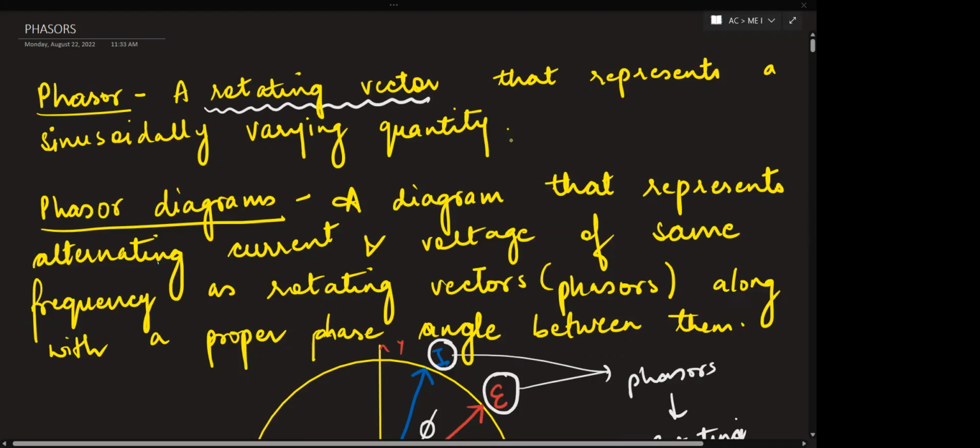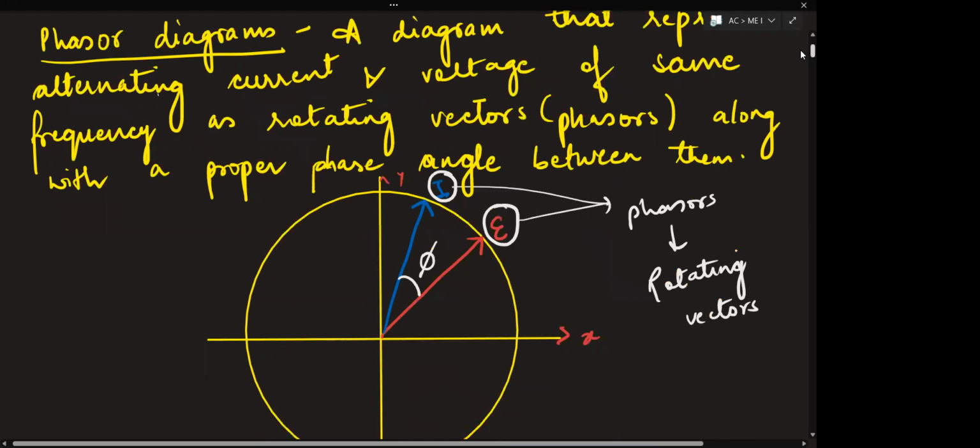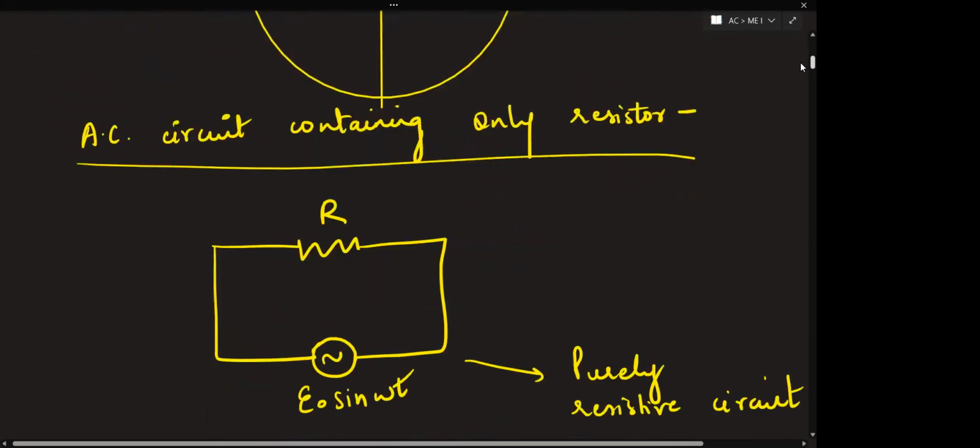Okay, so in the last class we had stopped at AC circuits containing only inductors. Phasors we had seen yesterday. Phasors were rotating vectors, and their graphical depiction through a diagram was known as a phasor diagram, which represented the differences between alternating current and voltage. Then we had started with the AC circuit containing only a resistor.